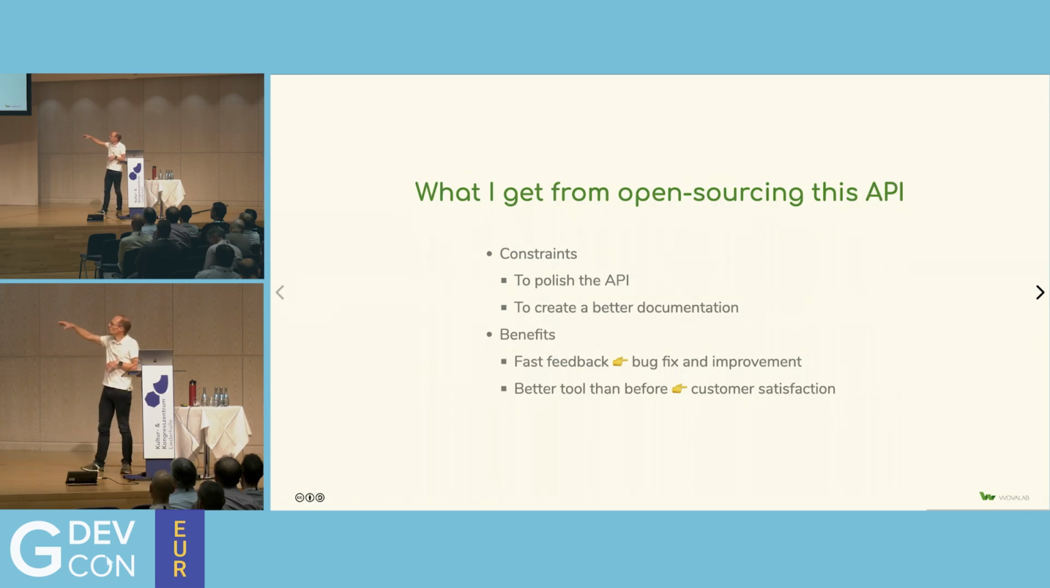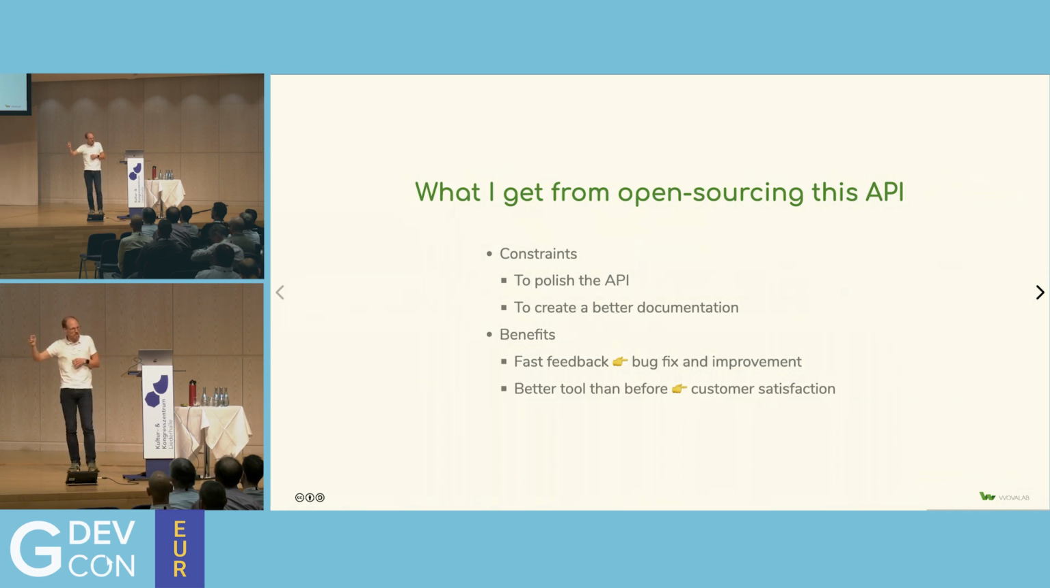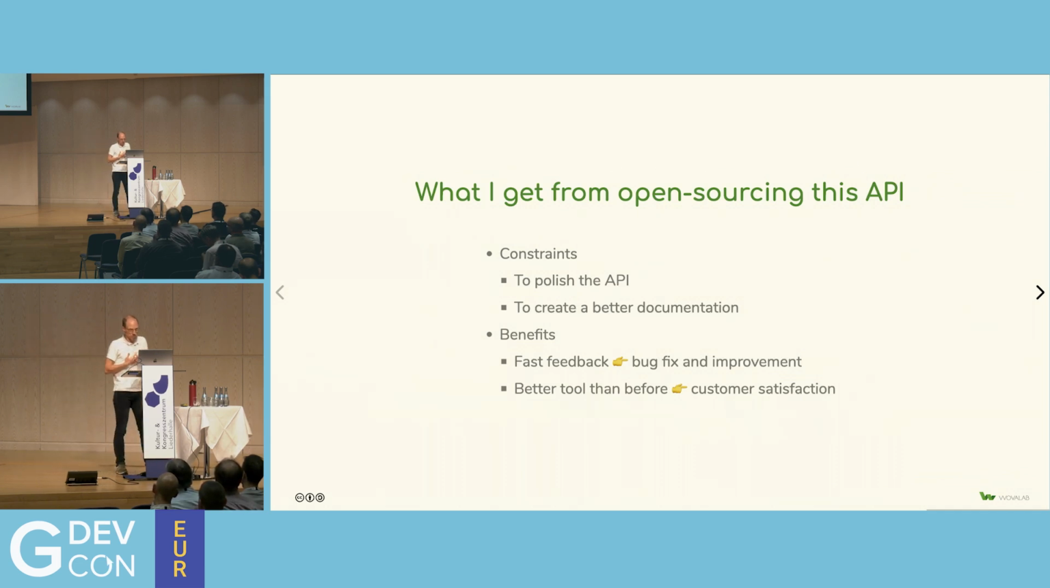And the benefit of open sourcing this API was the fast feedback. Bug fixes and improvements come really fast compared to doing your code on your side only for you. A better tool, and from a business standpoint, I now have a really good tool, so I increase the customer satisfaction. I really improved a tool I'm using in all of my applications.